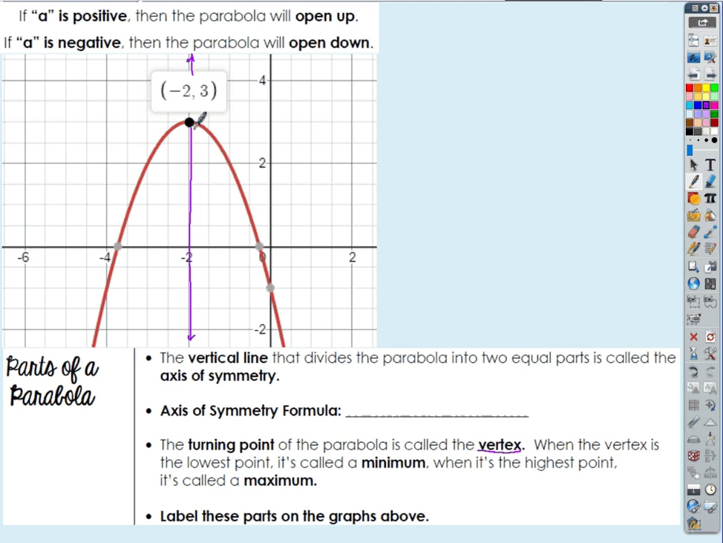It's sort of like the point of the parabola, only it's not very pointy. It's kind of blunt, right? So there's our vertex. We've got this axis of symmetry. The axis of symmetry will always pass through the vertex, and it's got this folding symmetry.